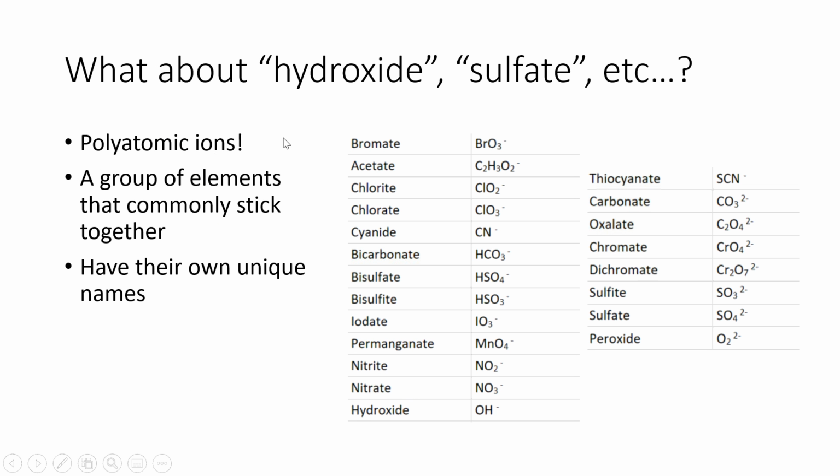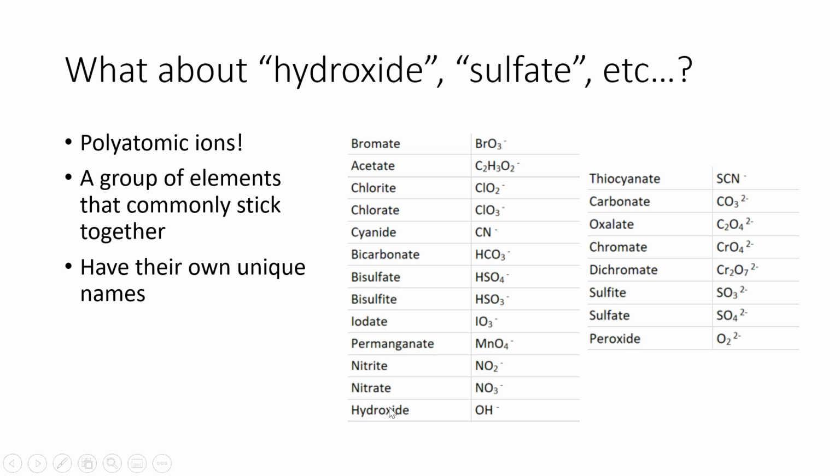You might also be wondering about some of those other names we saw, like hydroxide and sulfate. Those are some examples we saw on page 1A. These are what we call polyatomic ions. And that is a group of elements that commonly stick together that we give them their own unique names.